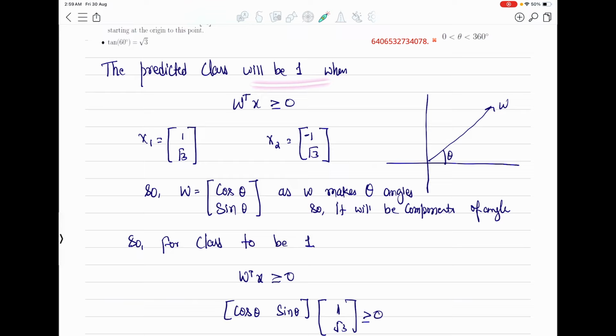Here, what do we want? We want the prediction to be class 1. So when will it be class 1? When w transpose x is greater than or equal to 0. The class will be 1 when w transpose x is greater than or equal to 0.